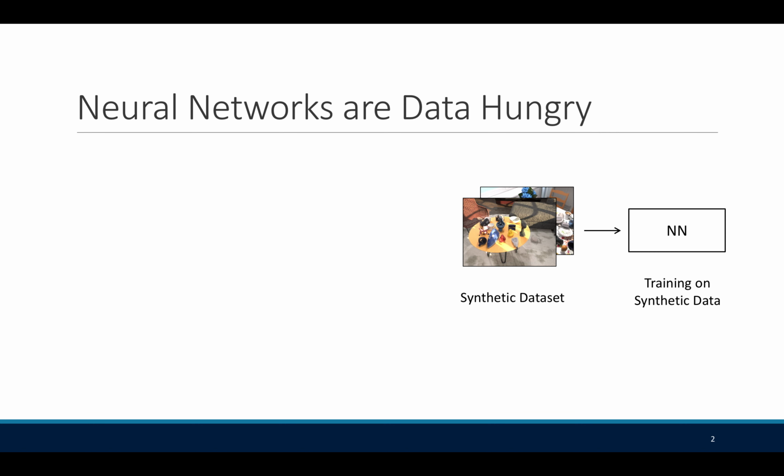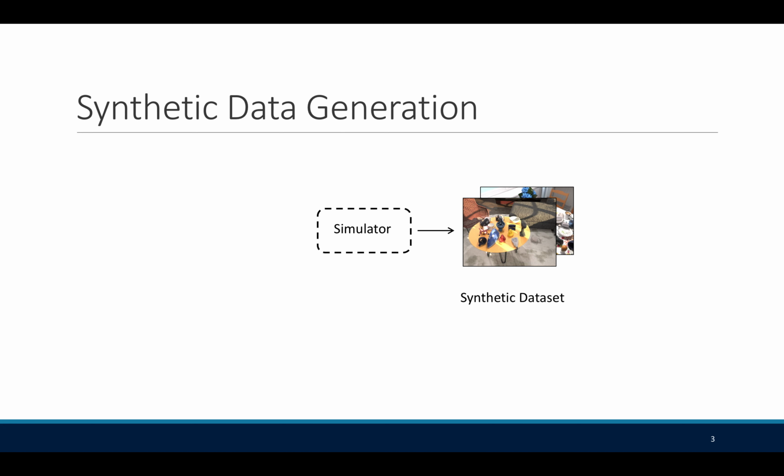Neural networks require large amounts of training data. Given a task, for example object detection, we need to get accurately labeled training data. Simulation has evolved a lot in recent years. Photorealistic renders are now capable of generating realistic images. These can be used to generate training data for neural networks.